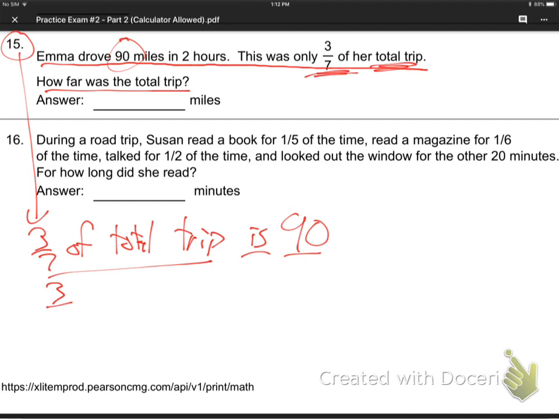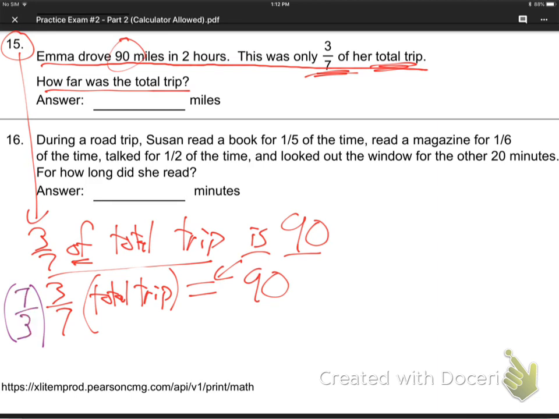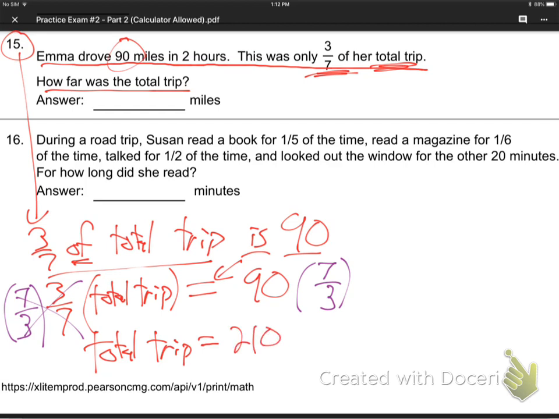So we can change that into math. 3/7 of is times. Total trip is X, the equal sign, 90. So we're trying to solve that for X. Or if you want, just leave total trip there. So 3/7 times total trip equals 90. How do you solve for total trip? Get rid of that 3/7. What's going to get rid of that 3/7? Multiply by 7/3 on both sides. Total trip will be 210. So the total trip was 210 miles.